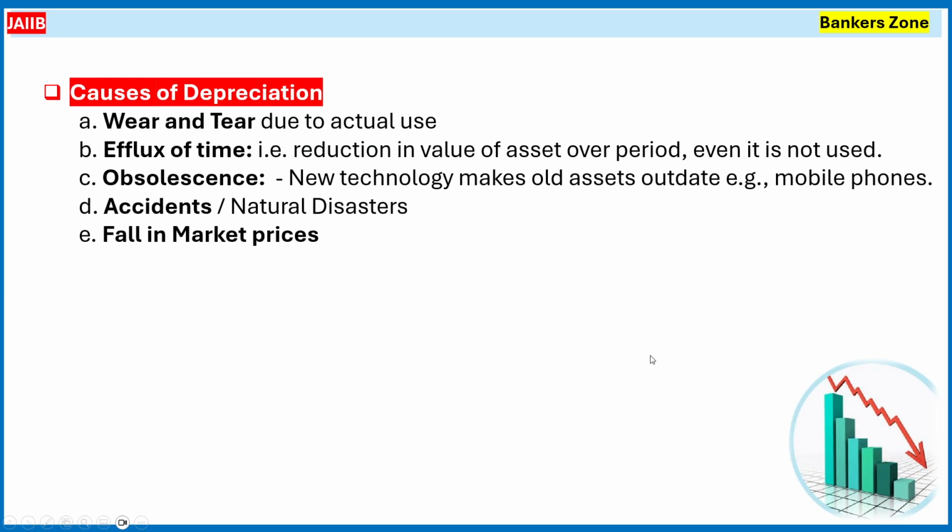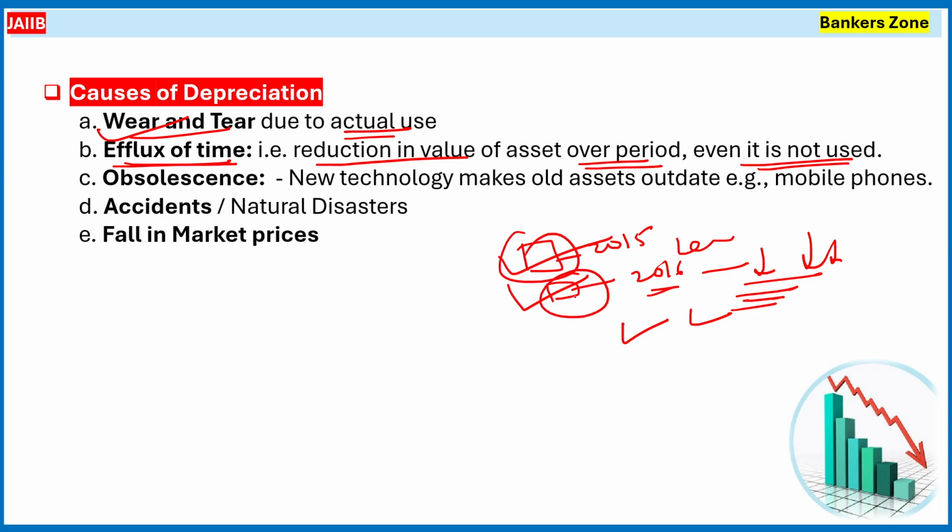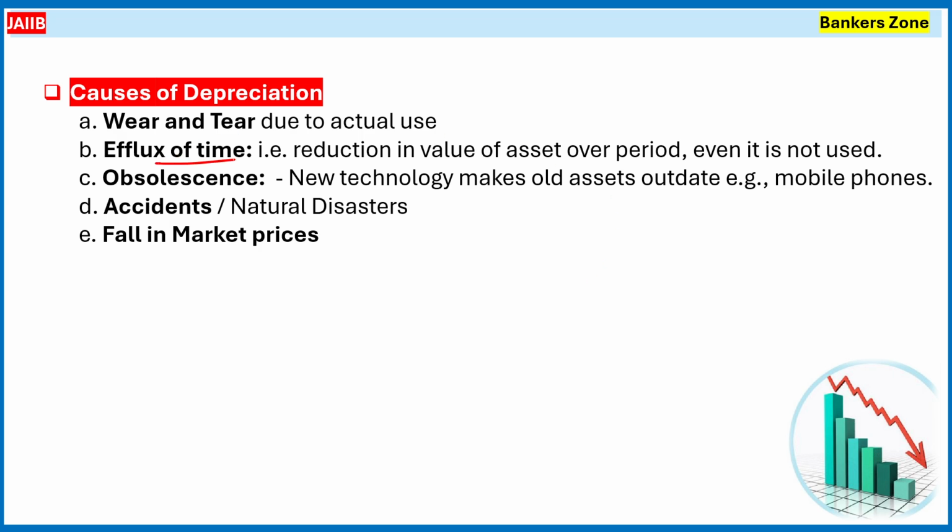Okay. Now see what are the reasons for the depreciation? First is the wear and tear. Due to the actual use, we are using it, so wear and tear. Next is the efflux of time. What is efflux of time? See, reduction in the value of the asset over the period of time when it is not used. For example, you purchased a car in, say, 2015 and you do not use that car, right? That means you have used it very little or not at all. So in 2016, what will be the value? Obviously, the value will decrease. People will not worry whether you have used it or not. It was a first-hand car, it is now a second-hand car. So whether you use it or not, obviously the value will decrease over the period of time.